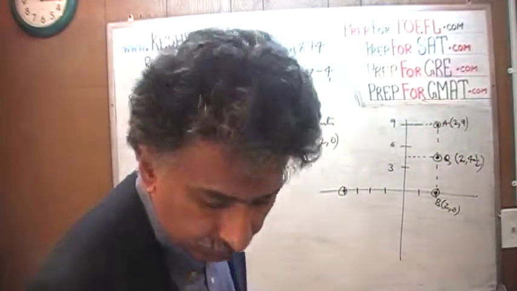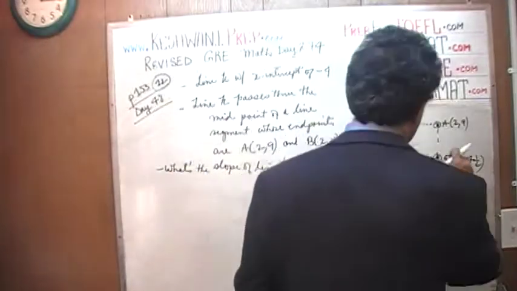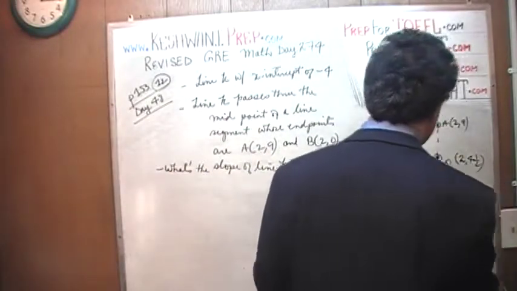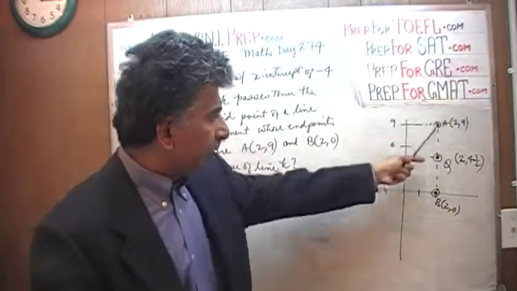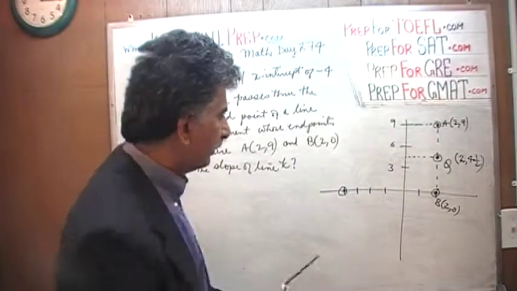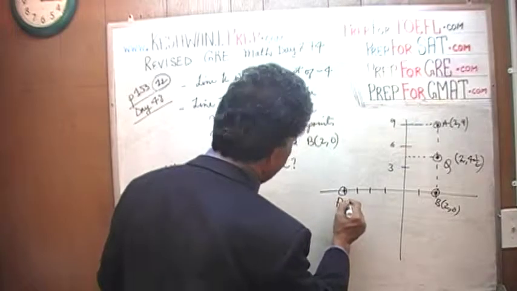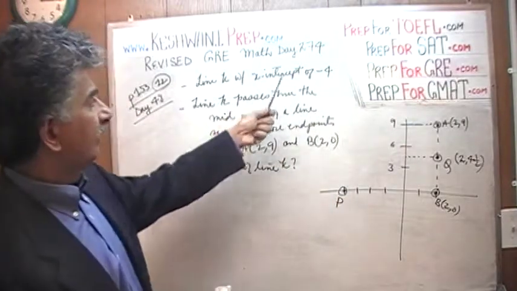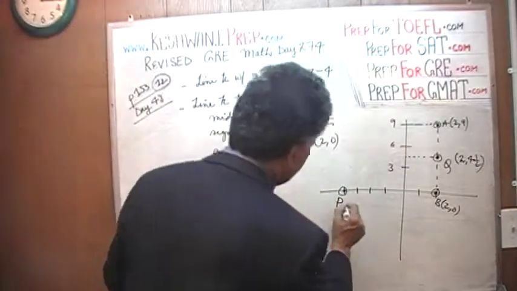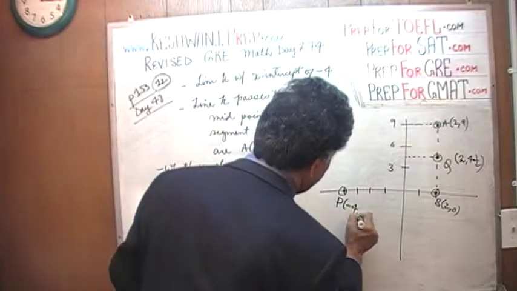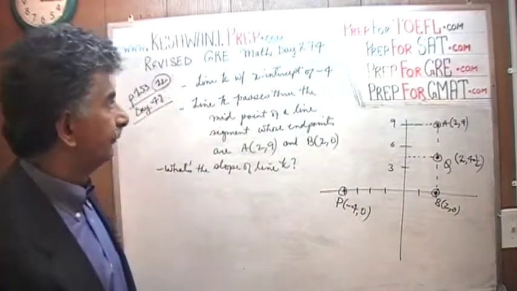I call it point Q so that we don't confuse this point right here, Q, with the points A and B. Points A and B have nothing to do with point Q here. Point Q is the point that we are interested in, which is right here. Let's call this P, which we are told has an x-intercept of -4. So that's our point P.